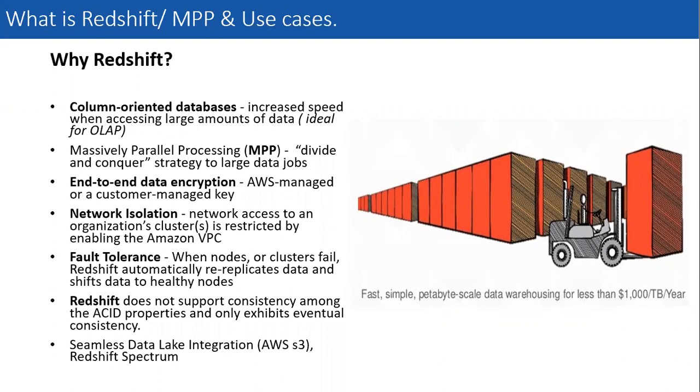Other default features that come along with AWS offerings are that it can be encrypted, it can be isolated from the internet, and it is highly fault tolerant. It is also ACID compliant in a way, supporting eventual consistency, but it is not strongly consistent. We can also query our data lake, which here is S3, as external tables by using something called Redshift Spectrum.